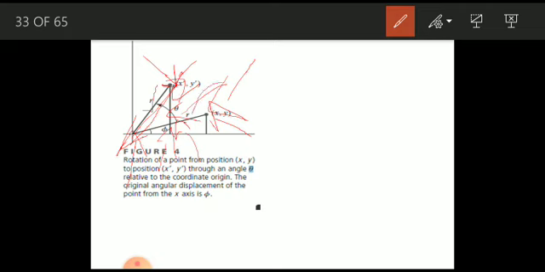Now that r is also the same for the original point with respect to the coordinate origin. Now here, which is the reference point, my dear friends? The reference point here is the origin of the coordinate. Alright.